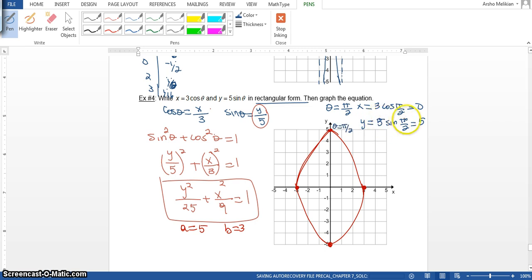What about when theta is equal to pi? This time, x is equal to 3 cosine pi, which is -3. y is equal to 5 sine pi, which is 0. So at -3 and 0, theta is equal to pi. My graph is here at pi over 2, here at pi. That means the orientation of this is this way, counterclockwise. That's how you fix the orientation. Label those two.